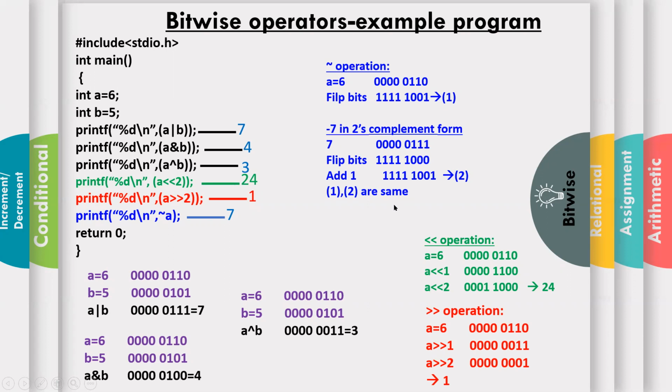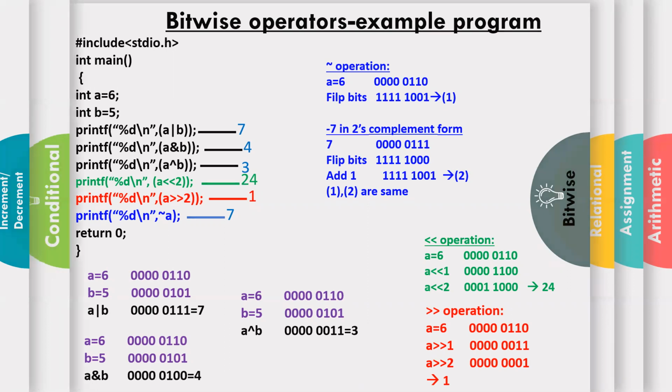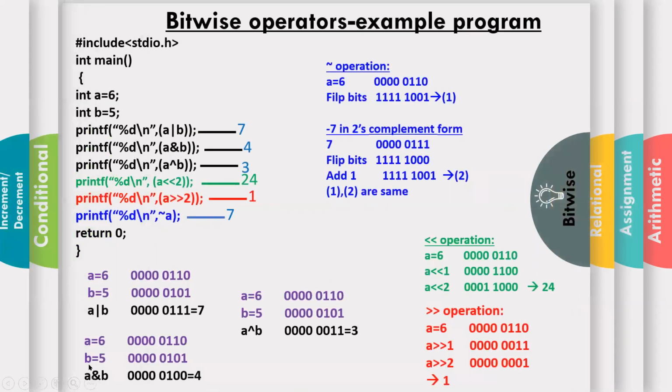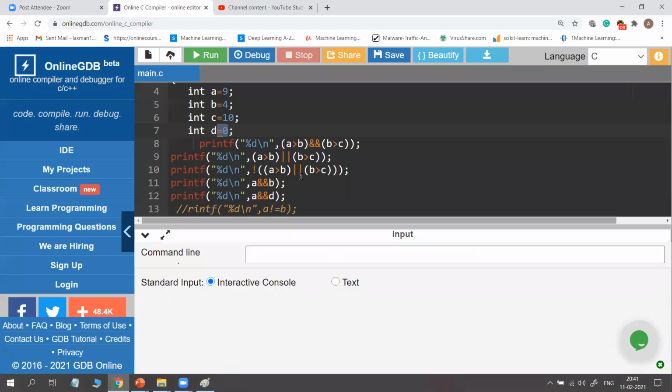So how can you know this is -7? Actually, if you give 6 as input, you will get -7. If you give 20, you will get -21. If you give 50, you will get -51. That is the way the number is stored. Okay, I will try to show you this execution part, the bitwise execution part.